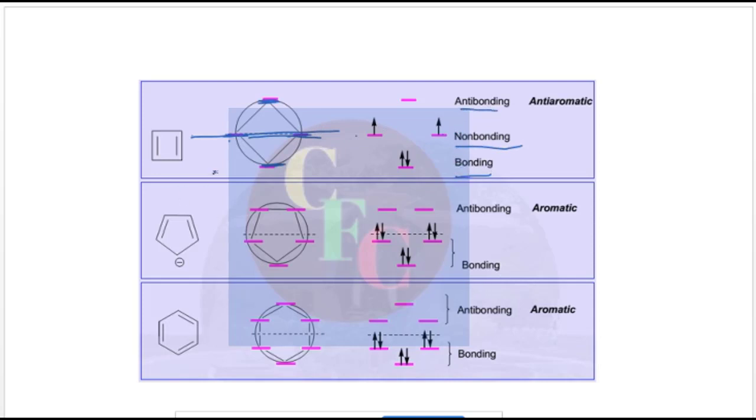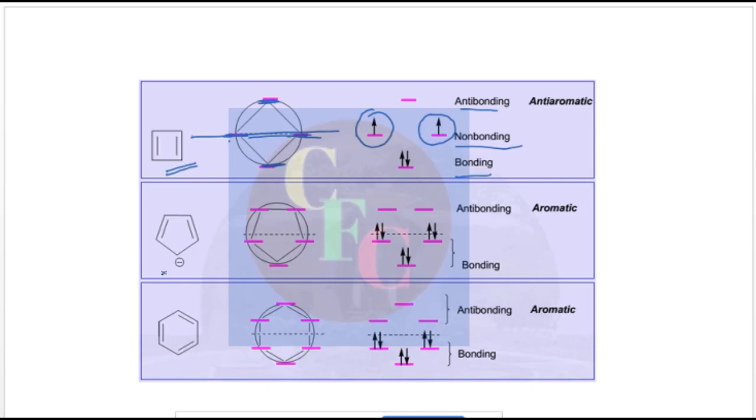Now these have 4 pi electrons. So if you put them following the Aufbau principle and Hund's rule, the bonding is fully occupied. Now as they have the same energy, you have 2 unpaired electrons in non-bonding. This is a very unstable situation, and due to the presence of these unpaired electrons, they dimerize. We have already seen that this one dimerizes.